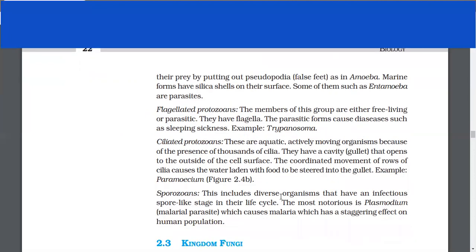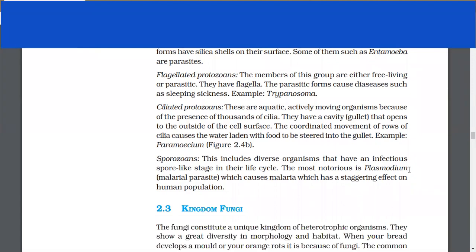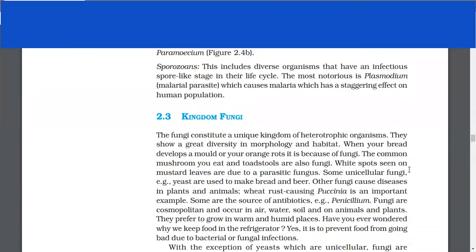Flagellated protozoans. The members of this group are either free-living or parasitic. They have flagella. The parasitic forms cause diseases such as sleeping sickness, example Trypanosoma. Ciliated protozoans. These are aquatic, actively moving organisms because of the presence of thousands of cilia. They have a cavity that opens to the outside of the cell wall. The coordinated movement of rows of cilia causes the water laden with food to be steered into the gullet. Example, Paramecium. Sporozoans. This includes diverse organisms that have an infectious spore-like stage in their life cycle. The most notorious is Plasmodium, which causes malaria, which has a staggering effect on human population.